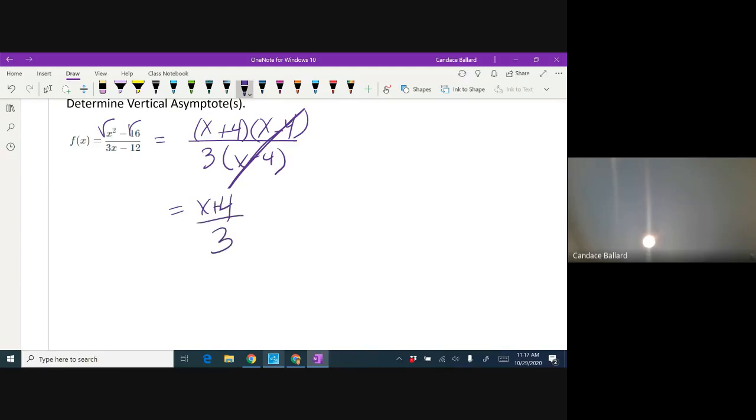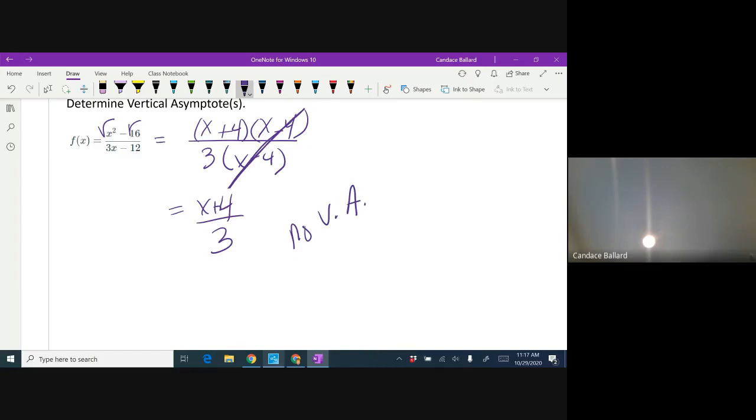Do I have a vertical asymptote this time? Yes or no? Tell me in the chat. In this case, there isn't a vertical asymptote. Very good. So this one is no vertical asymptote. Good thing we did that one together, huh?